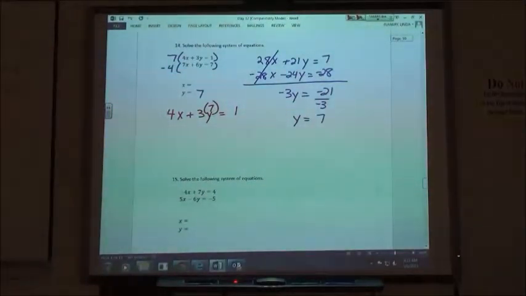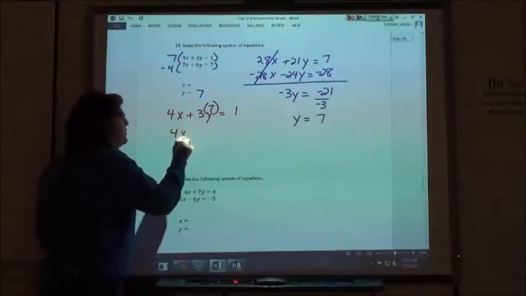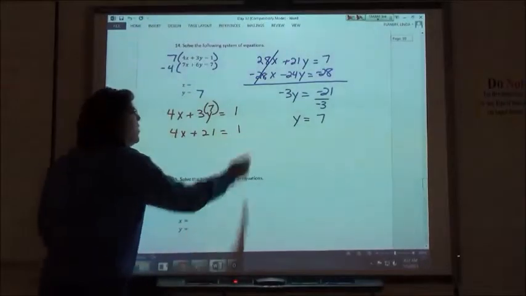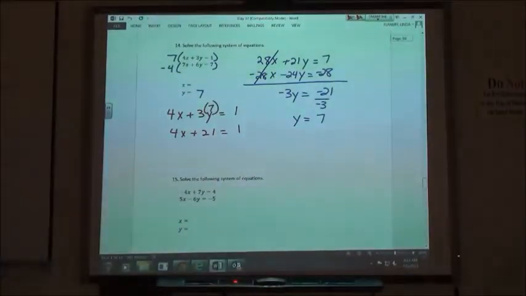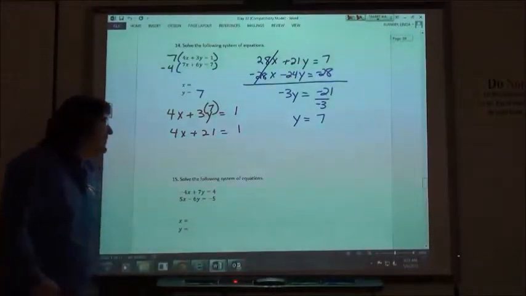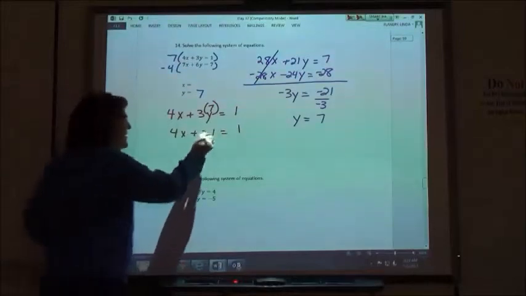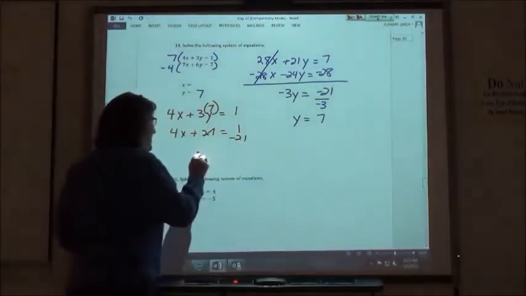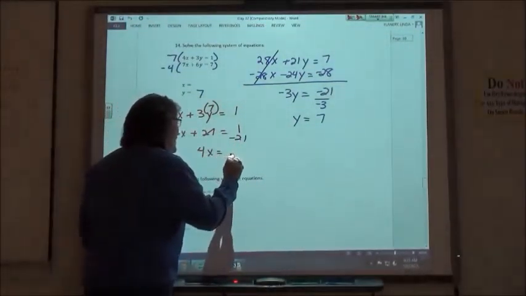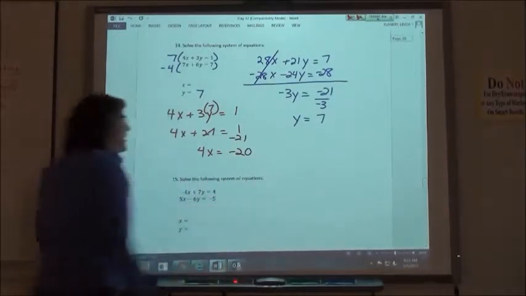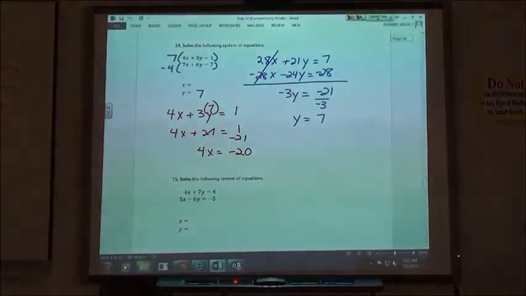So if we do that, what should our equation be? 4x plus 21 equals 1. And then to solve that, before we divide, we've got to move the 21 first, right? Minus our 21. So it's going to be negative 20. 4x equals negative 20.